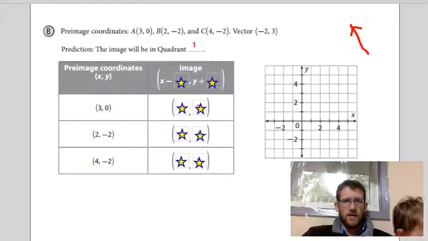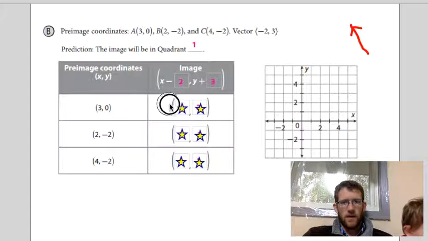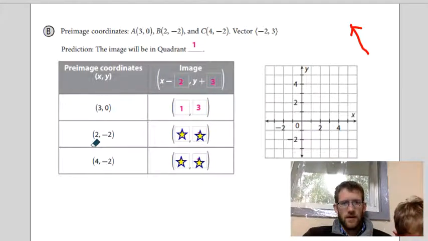Then we can do these values. We're going to subtract 2 from our x because that's what the vector is. Then we're going to add 3 because that's what our vector is. So x minus 2, y plus 3. So what is 3 minus 2? Hopefully you got 1. What is 0 plus 3? Hopefully you got 3. Similarly, go ahead and fill these ones out real quick.